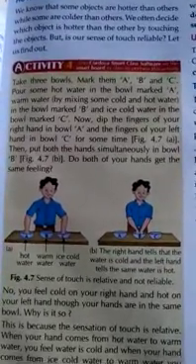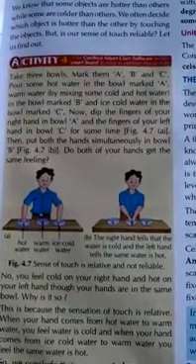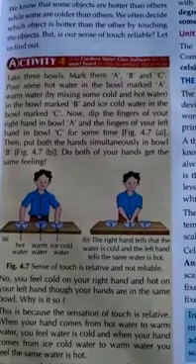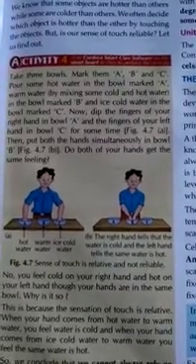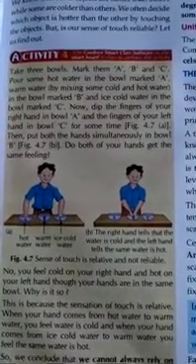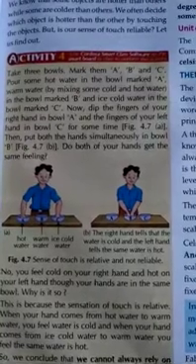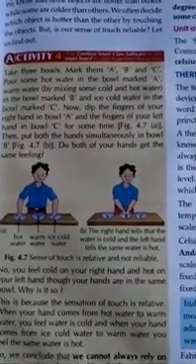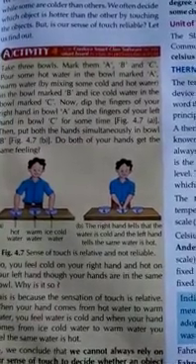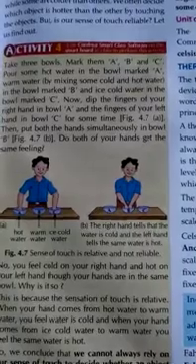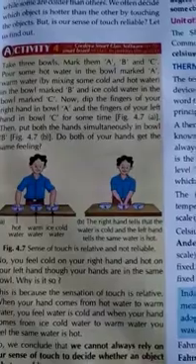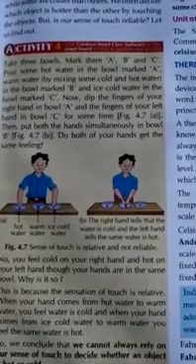You have to take 3 bowls, and mark them as A, B and C. Pour some hot water in the bowl marked A. In B, warm water, that means by mixing some cold and hot water. And in the third bowl, C, take only ice cold water. Now one by one, dip a finger of your hand in bowl A. First, when you dip your finger in bowl A, you will feel that the water is very hot. That means your sense of touch tells us that the water is hot.